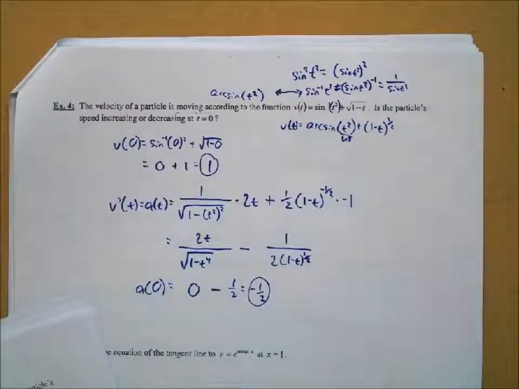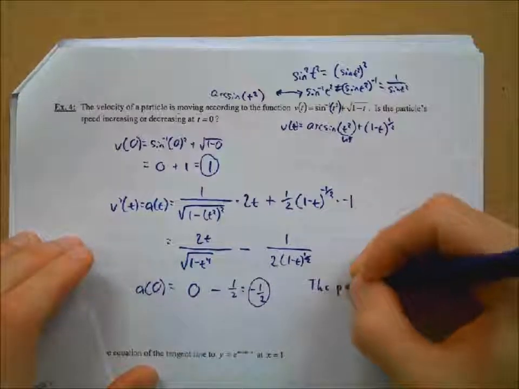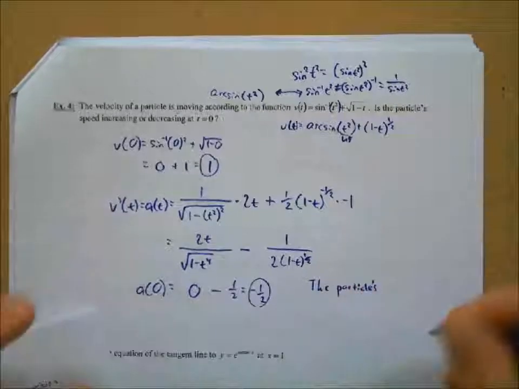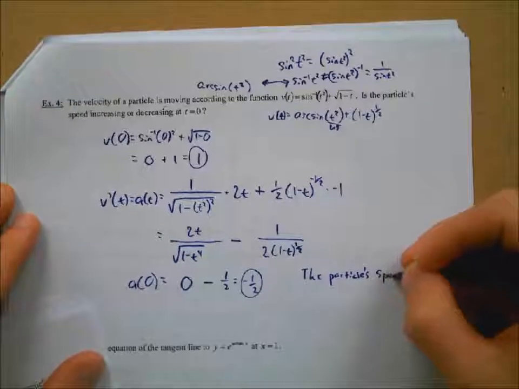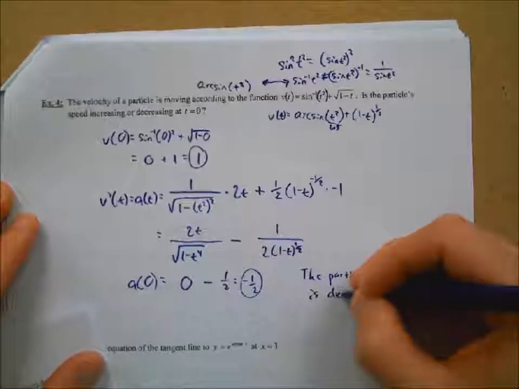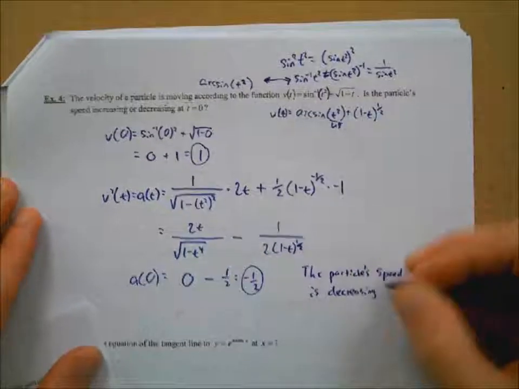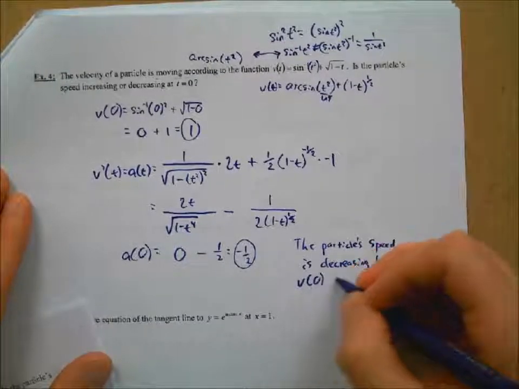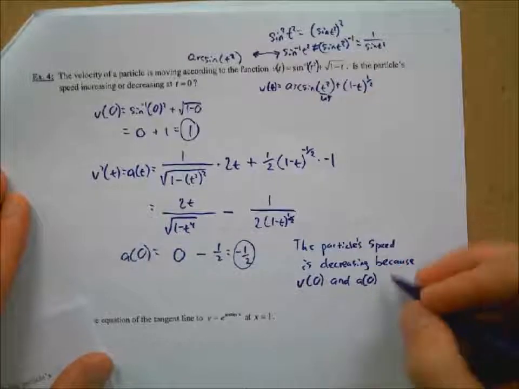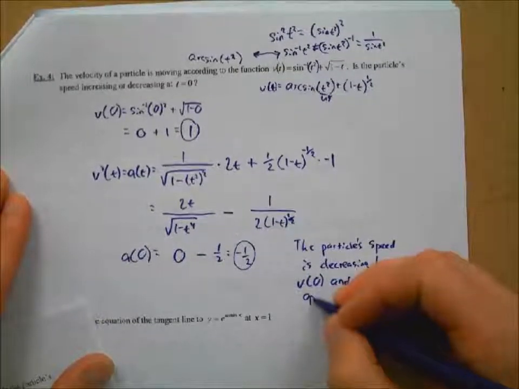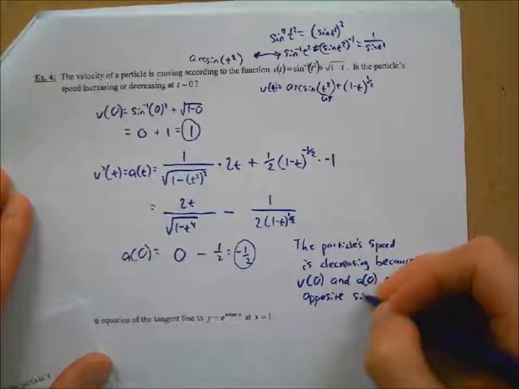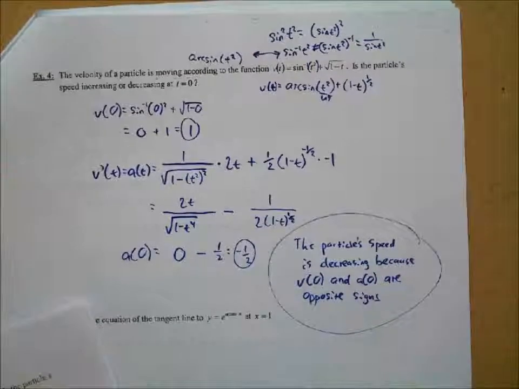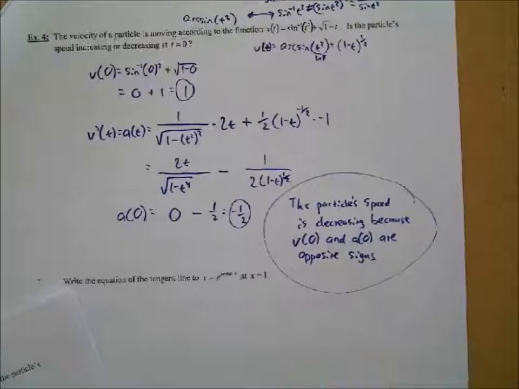So, is our particle's speed increasing or decreasing? Decreasing. So, write a sentence to summarize our results. The particle's speed is decreasing because v of 0 and a of 0 are opposite signs. And that should be a sufficient conclusion there.